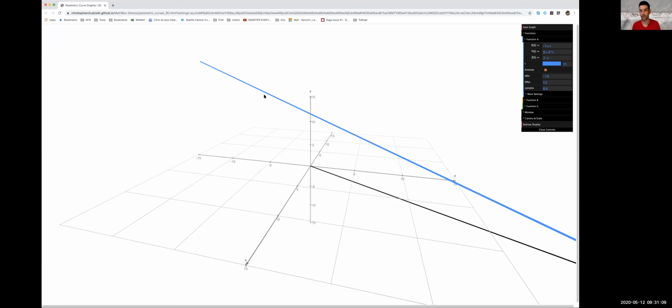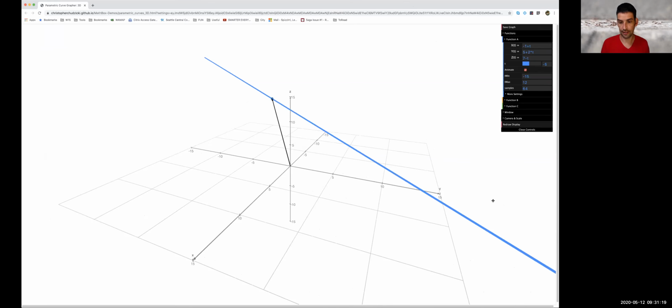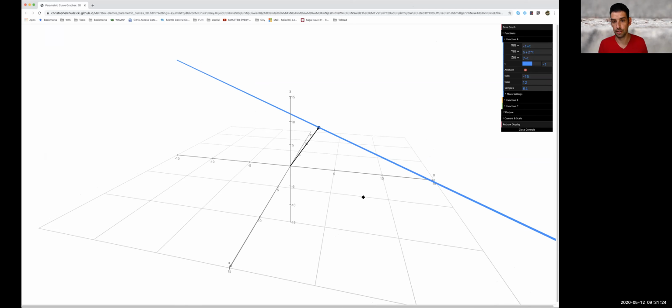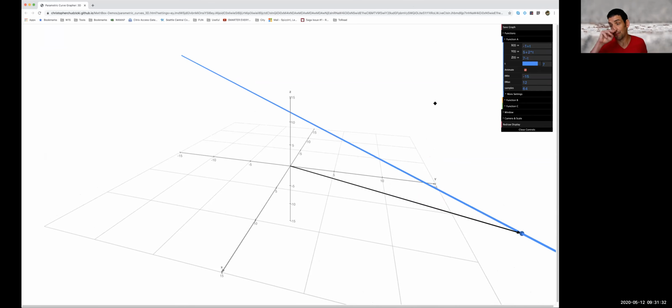Yeah, here we go. So what we're looking at here is our 3D plane. So here's our x-axis, our y-axis, z-axis going up. This blue line is the line in question. And we see what this is doing is animating through values of t.